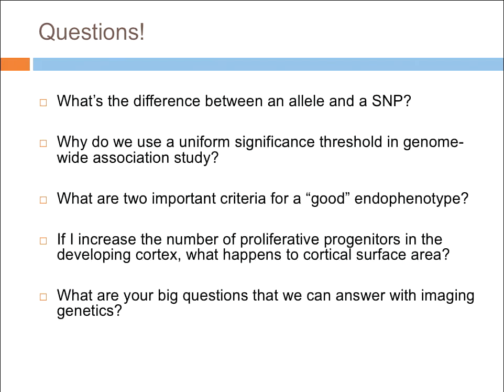Okay, if I increase the number of proliferative neural progenitors in the developing cortex, what happens to the cortical surface area? The radial unit hypothesis. Increase. So it increases the surface area.